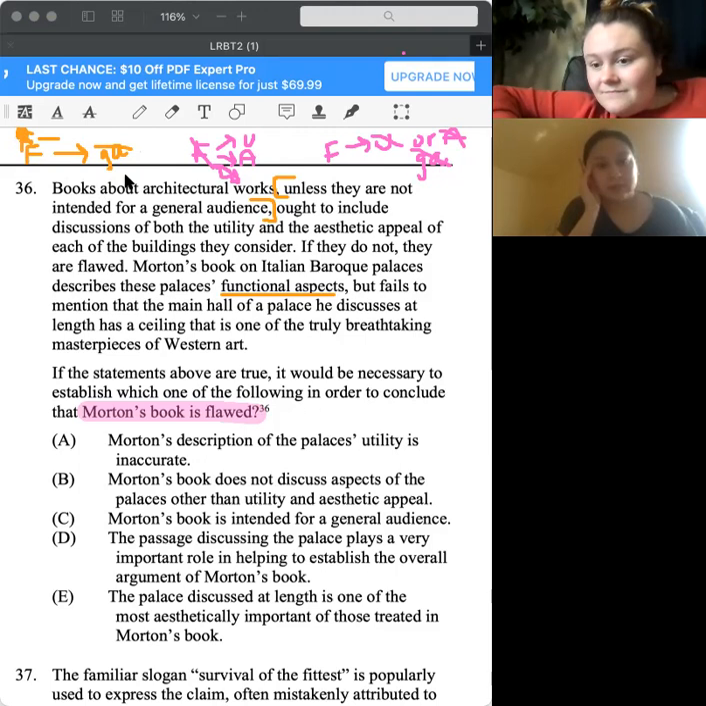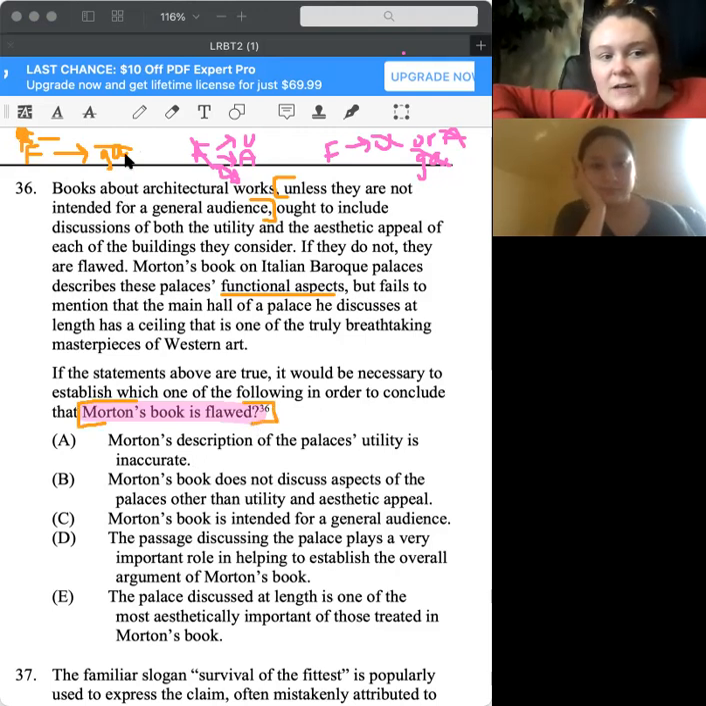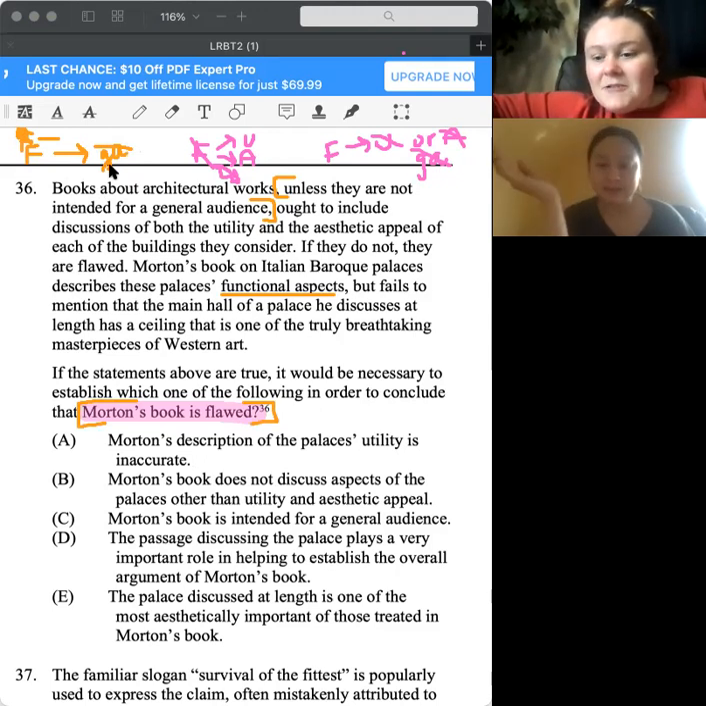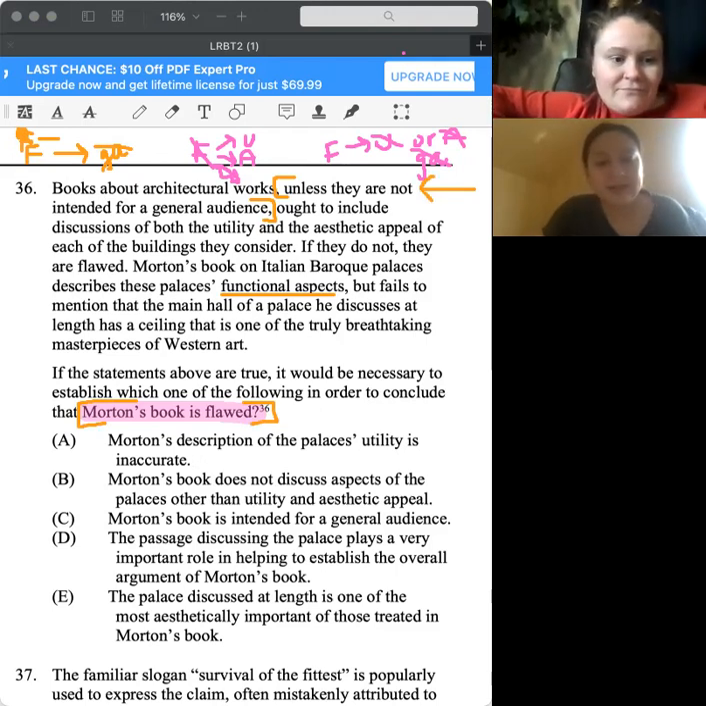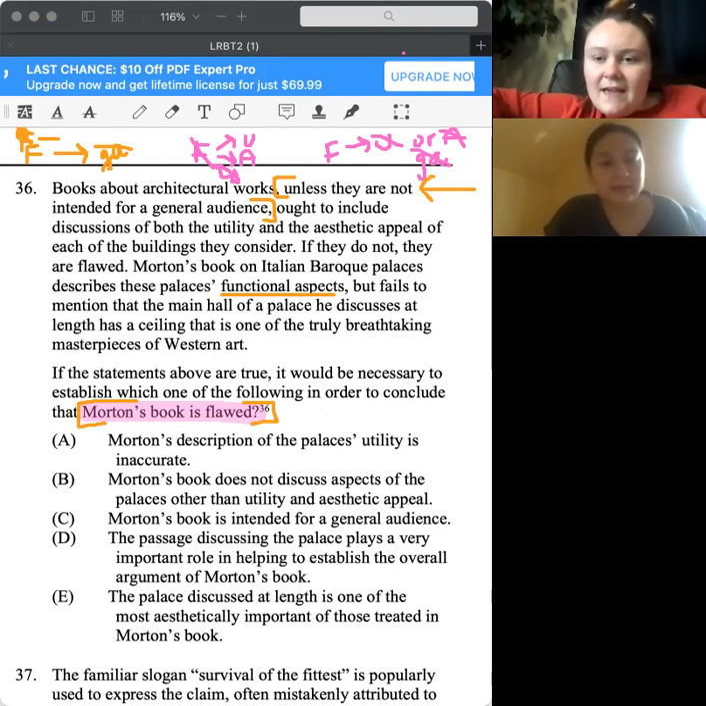Right. So we want to prove that Morton's book is flawed. So what must be true of Morton's book is that it's not for a general audience, right? Because if it is for a general audience, then it doesn't matter what it includes, because we have this fancy "unless" statement in here. Oh, I see. And then the "ought to include" too. I see that now. Awesome. All right, so go ahead and start with A.